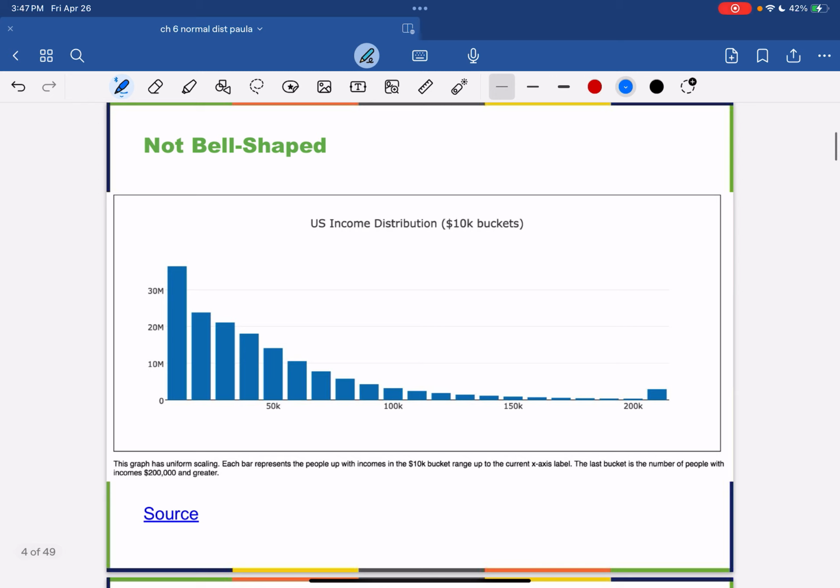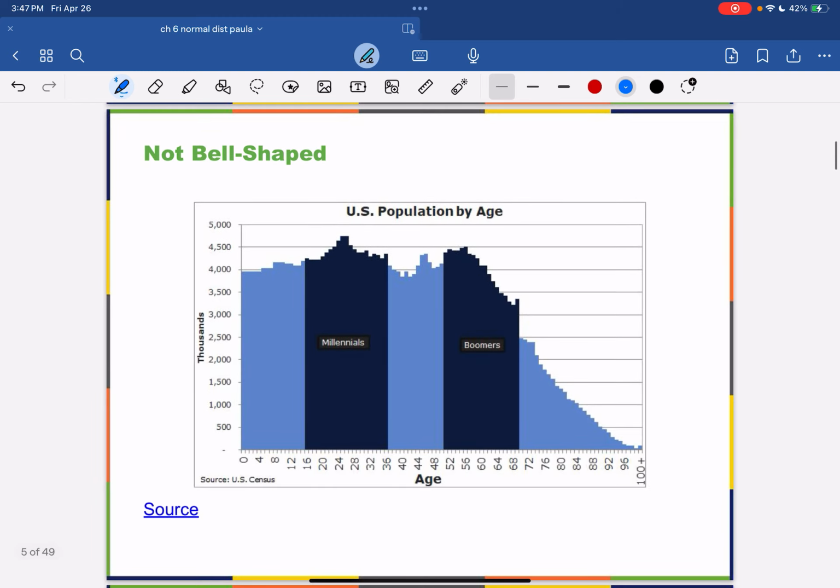Here is a distribution that is not bell-shaped. So a lot of people in the lower income brackets and fewer people as you get into higher income brackets. Here is another distribution, U.S. population by age. It kind of tapers off as you get older, and there are peaks. There are lots of millennials and lots of boomers. So it's kind of bell-shaped on the right-hand side. That's sort of bell-shaped, but then it's kind of flat over here, so it's almost uniform on the left-hand side.